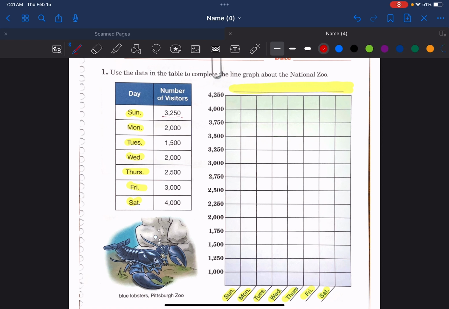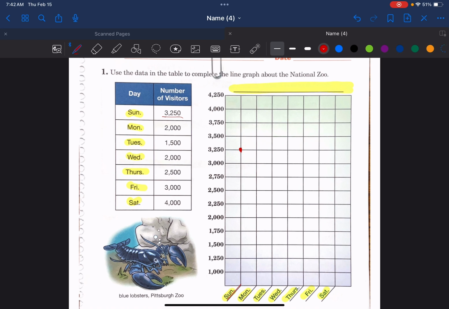3,250. So you follow the Sunday line. There's a Sunday line here. And then it goes up. So you want to find 3,250. And this is a line graph, okay? So when we're talking about a line graph, it means we're making a line. So I just put my dot here because I'm going to connect it to the next point.